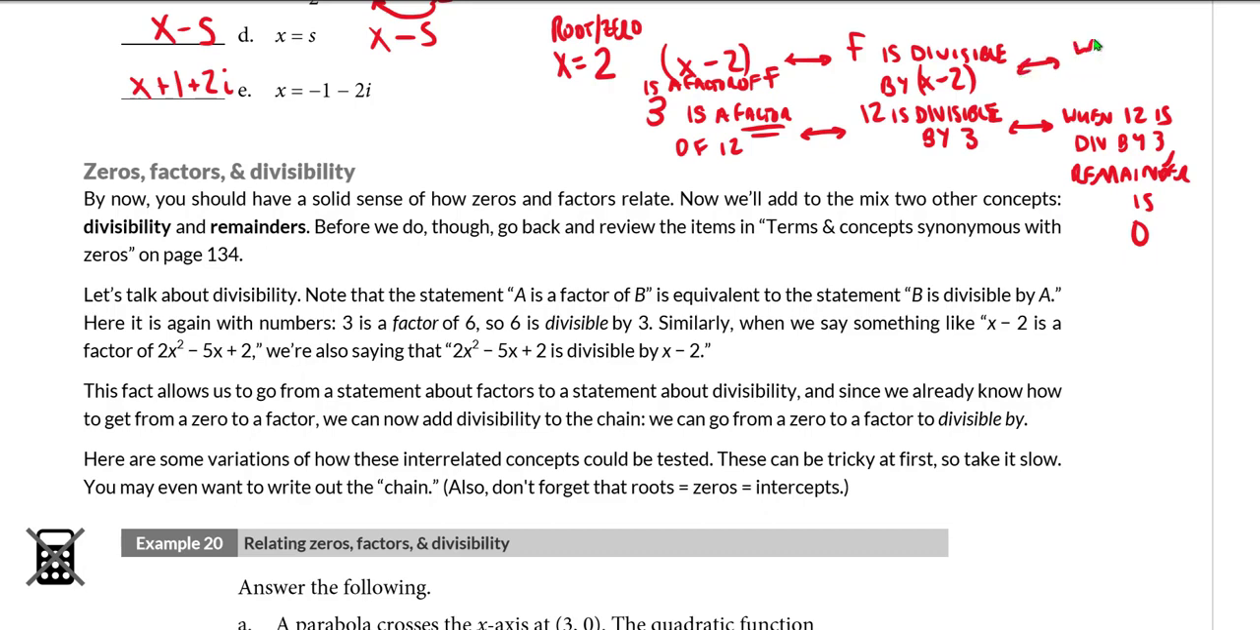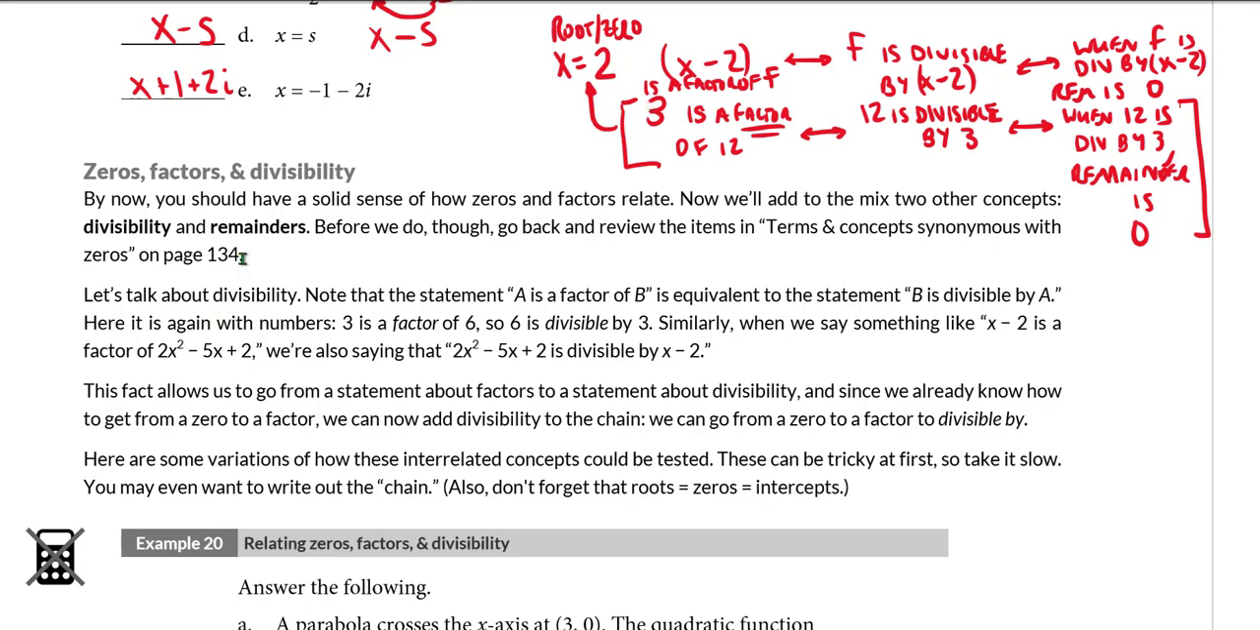And we would also know that when f is divided by x minus 2, by that factor, the remainder is 0. So again, just taking what we learned a long time ago, probably in elementary school, about factors and divisibility and remainders, and we're just applying that information to some of the stuff that we have learned about functions, polynomial functions, their factors, their zeros, and so on and so forth.